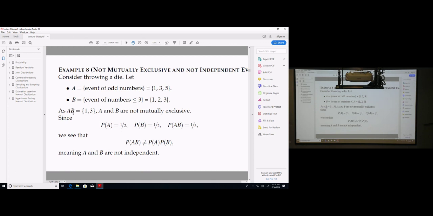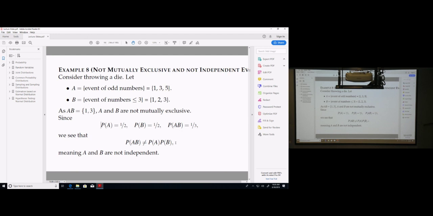Okay, and now here you have to do the left-hand side by definition. So A intersect B, you first look at this joint event. That would be only 1 or 3. And so as a result, the probability of A intersect B is equal to 2 over 6, and that would be 1/3. And 1/3 is not equal to a half times a half. And so A and B are not independent.